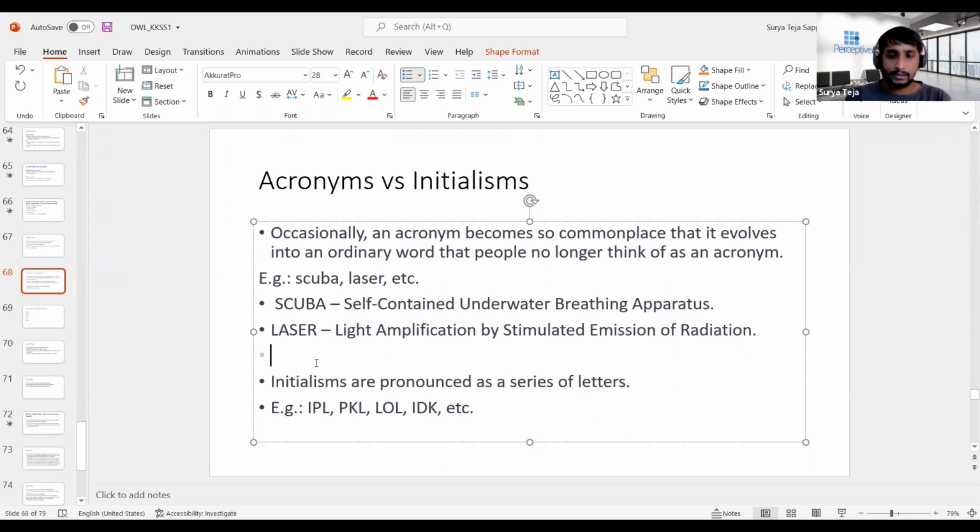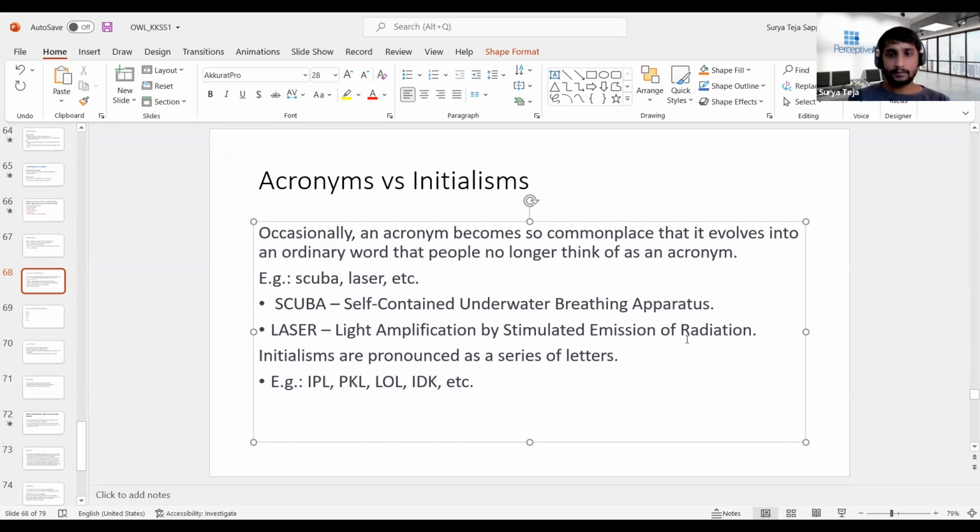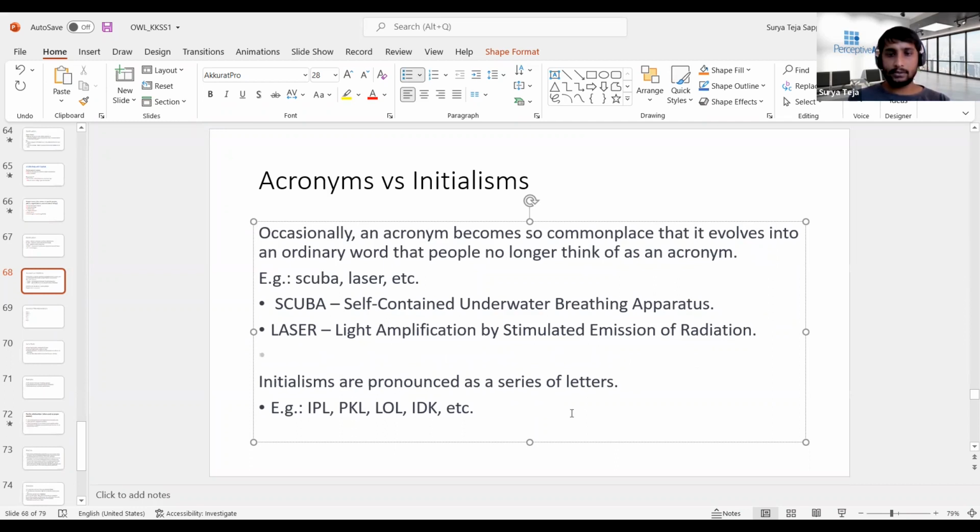In the case of initialisms, they are also similar to acronyms, but the only major change is that they are pronounced in a different way. For example, IPL is one such example. IPL is also an abbreviation because it is taken from the first letters of different words. IPL, Indian Premier League: we have taken the starting letters of the words and expressed it as IPL. The same goes with PKL, Pro Kabaddi League, or LOL or IDK, which is Laugh Out Loud, or I Don't Know, which are used in common English.